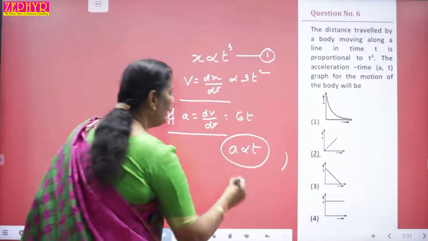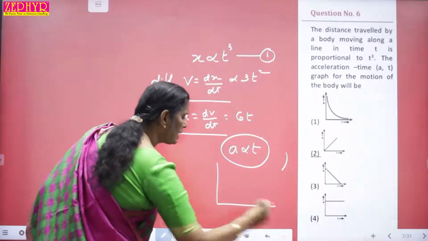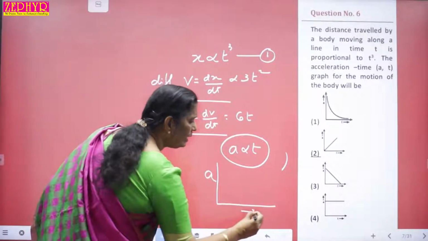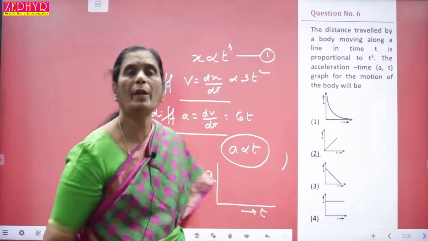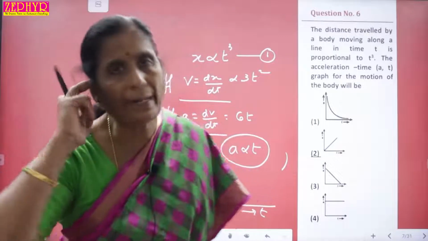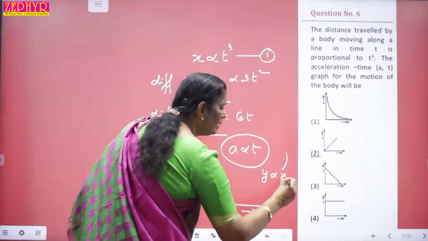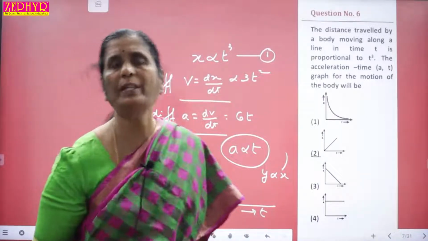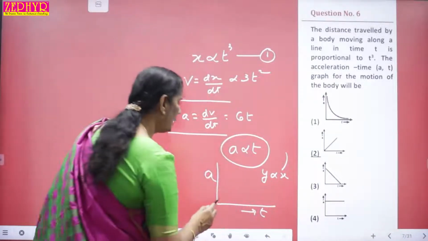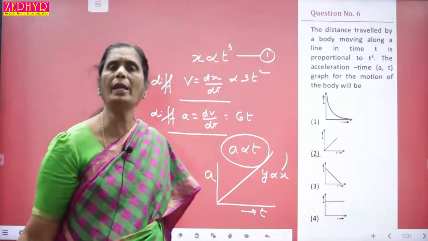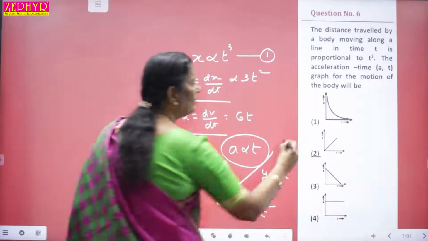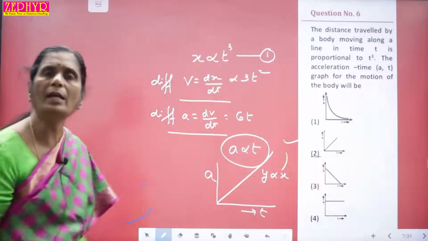This is the formula where we are plotting acceleration on the y-axis and time on the x-axis. y is proportional to x, which means y is equal to mx. So the graph is a straight line. The answer for this question will be a straight line, so A will be the correct answer.